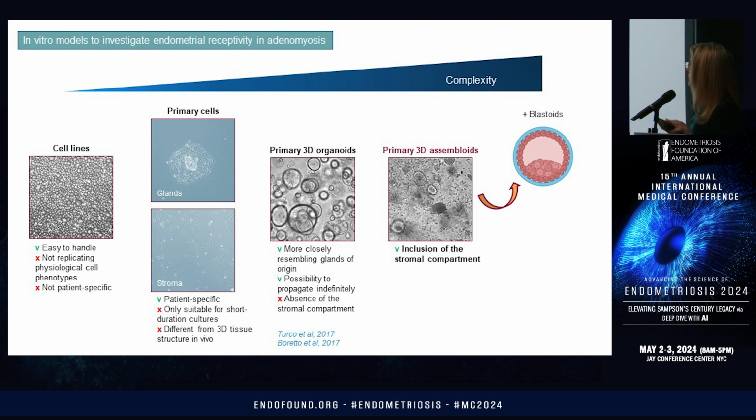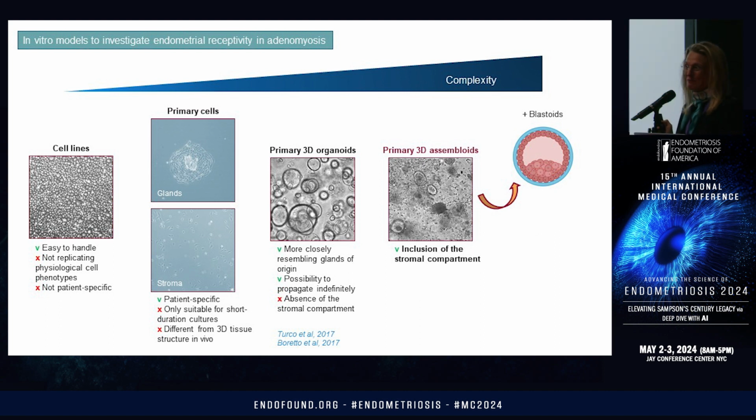What are these organoids? Well, they are in fact primary 3D cultures, and here you see a culture of epithelial endometrium. So it is only the glands that you can see here, and you recognize that these epithelial cells are forming glands. These are the rings that you see here. They more closely resemble the glands of origin. They have the possibility to propagate indefinitely, so you can have several passages starting from one biopsy.